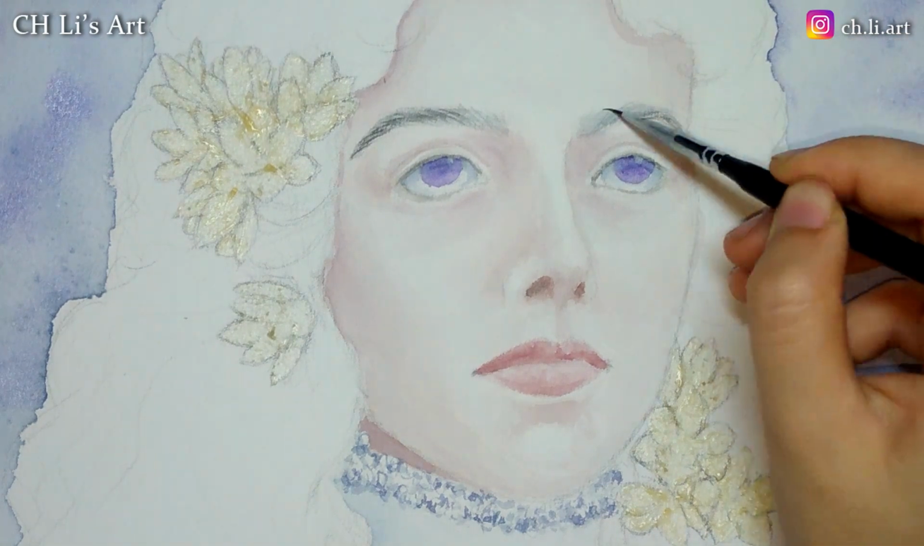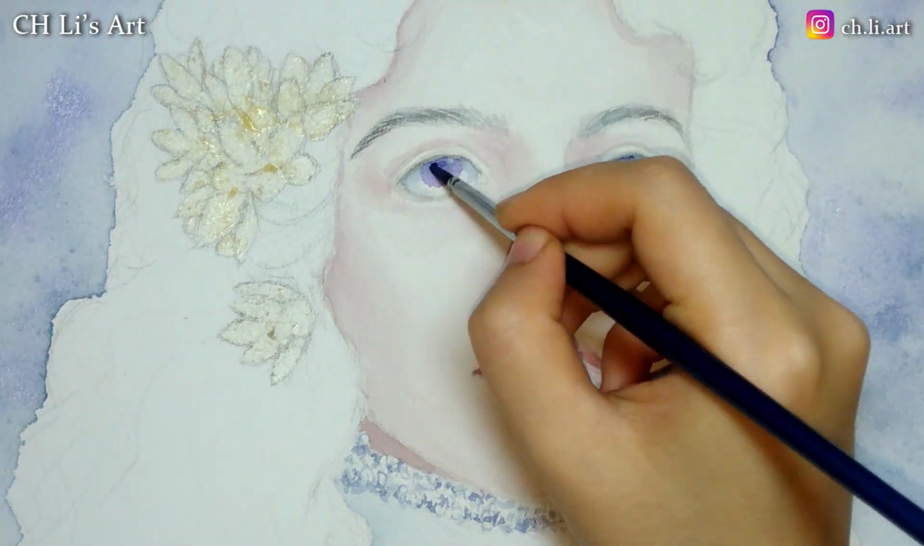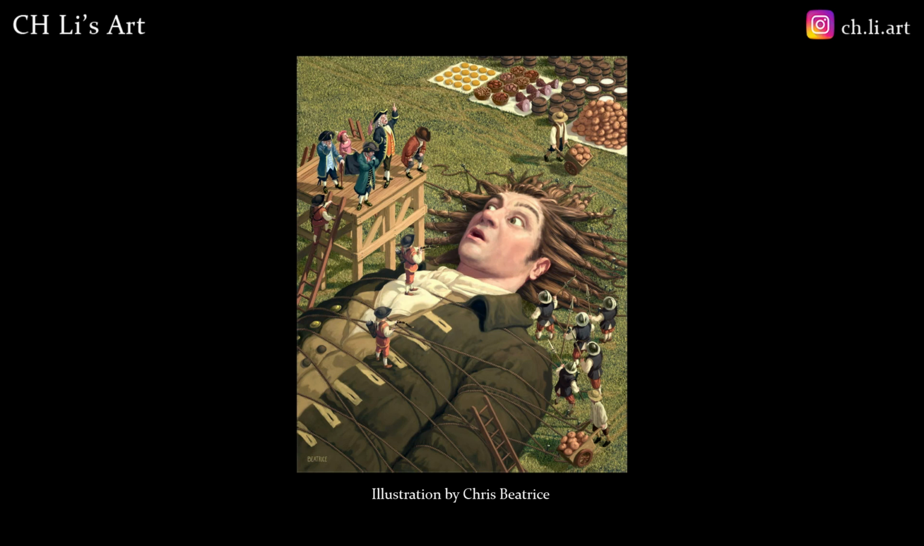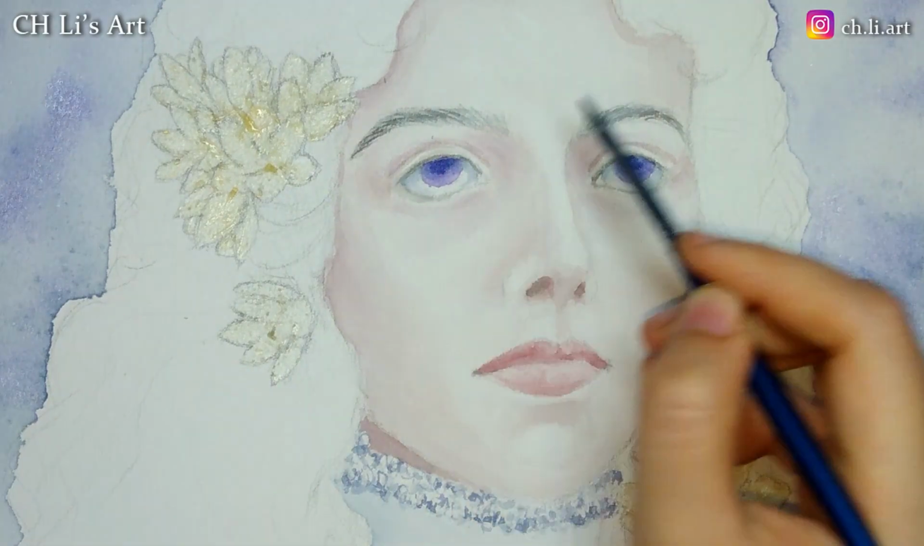Speaking of big versus small, it reminds me of Gulliver's Travels. You can always find an illustration like this in the picture book. Gulliver is tied up by a bunch of tiny people. It just looks so dramatic. It has not only the contrast of big versus small, but also one versus many.